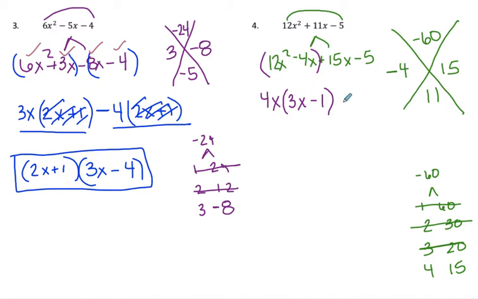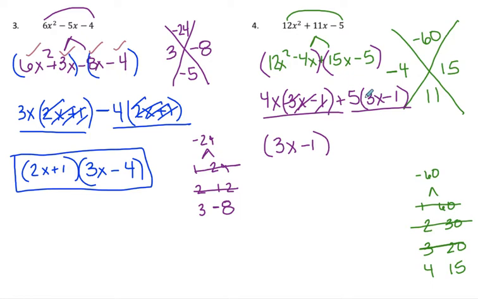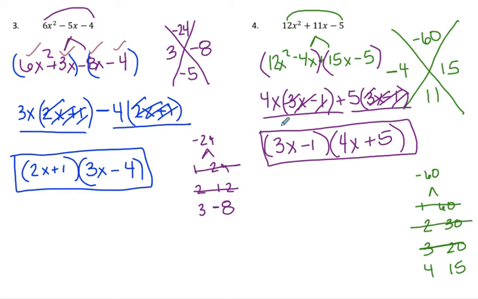Plus, now looking at the second group, 15x minus 5, the 15 and the 5 have a 5 that I can take out of both. 15 divided by 5 is 3, and I didn't take the x. Negative 5 divided by 5 is a negative 1, and now we have our matching binomials that we wanted in our two terms. I can take out the 3x minus 1 from both of those terms, and what I'm left over with from the first term is 4x, and from the second term, positive 5. And so this will be my factored trinomial.